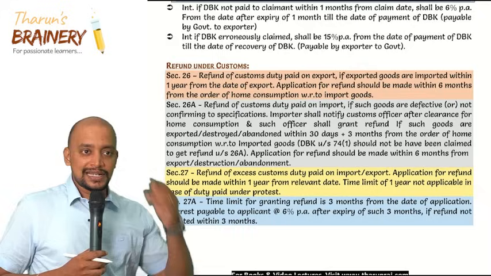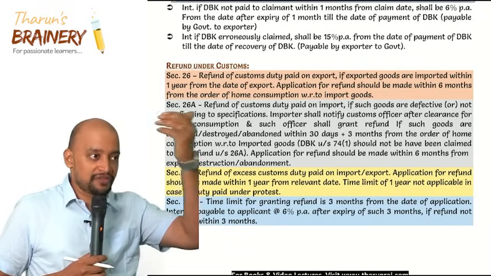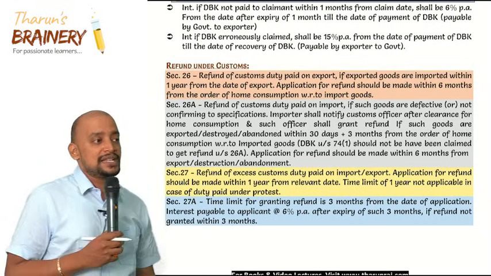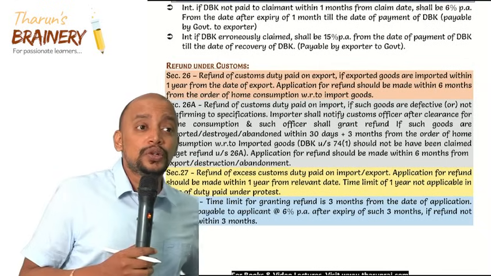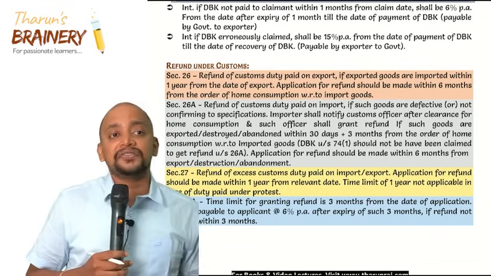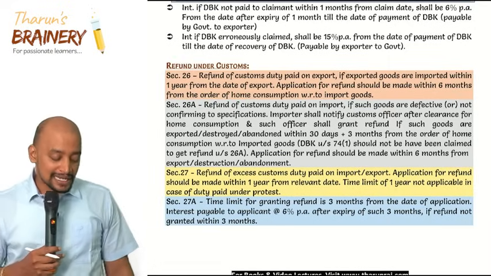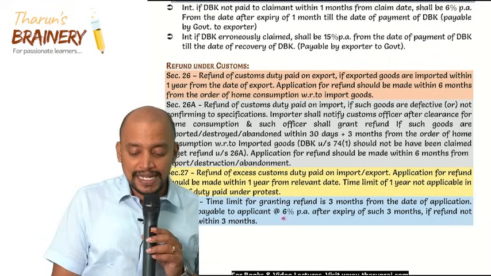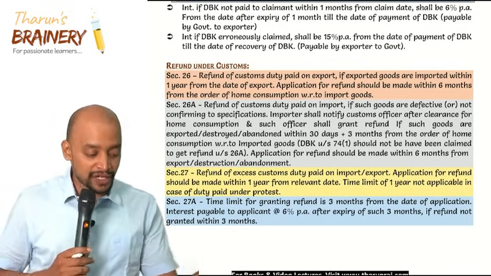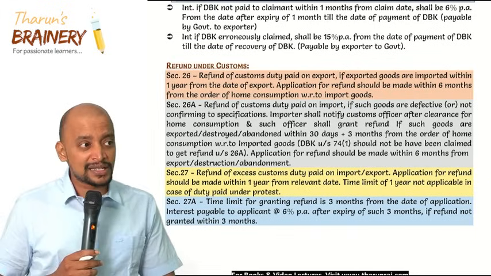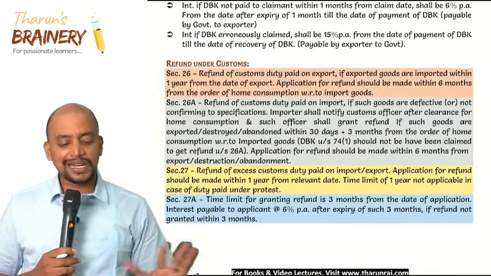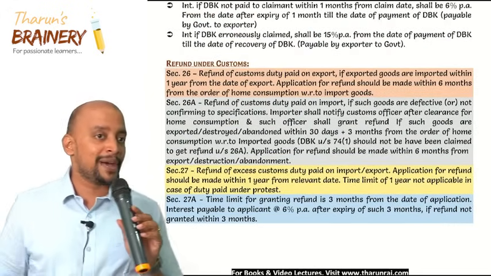Then in all these cases, once we make application for refund, what is the time limit within which the refund should be granted? 3 months. In GST it will be 60 days. And in customs it will be 3 months. And if the refund is not paid within the 3 months, then interest will be computed at the rate of 6% on expiry of the 3 months. Is it clear? So we need to make application for refund. If refund is not granted within 3 months, interest will be payable at the rate of 6% after expiry of the 3 months. So these are the provisions that we have in duty drawback and refunds.